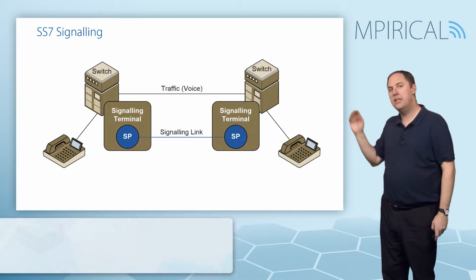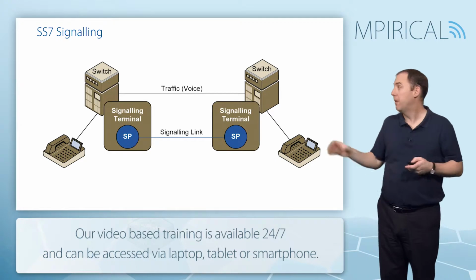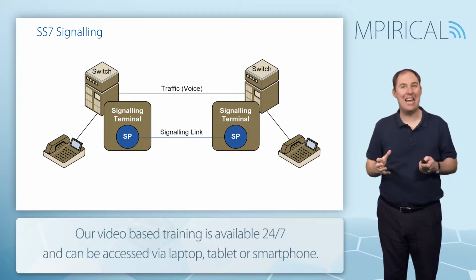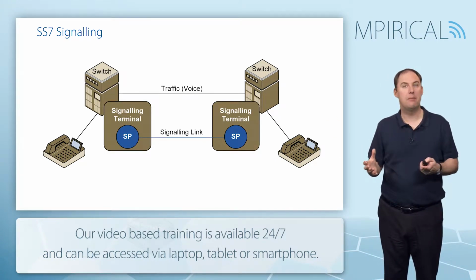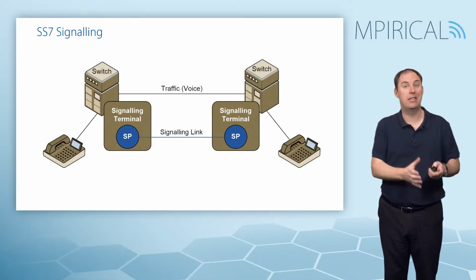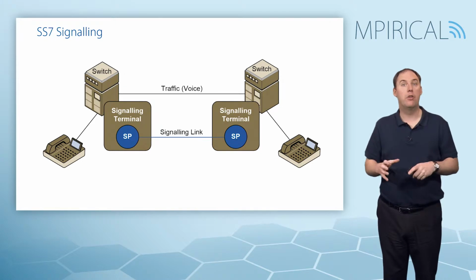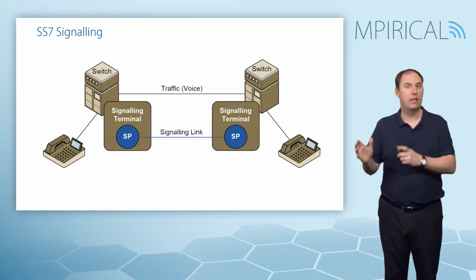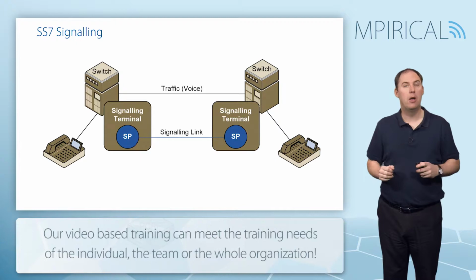So between these two signaling points, in this example, I have a signaling link. Now a signaling link in this example might be a 64K circuit, so a time slot being reserved for signaling. Now it is possible that you could have multiple time slots, and you might hear the term a bit later, signaling link set, or you might find that the signaling link is a high-speed signaling link. So it could be, for example, an E1 T1 bearer.